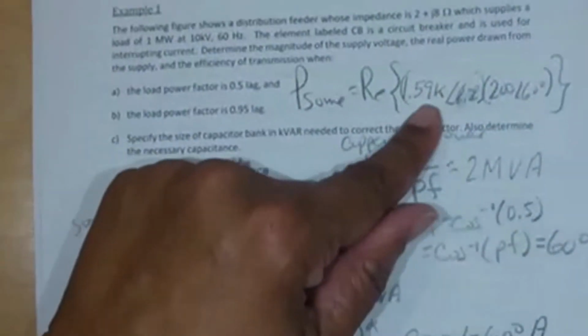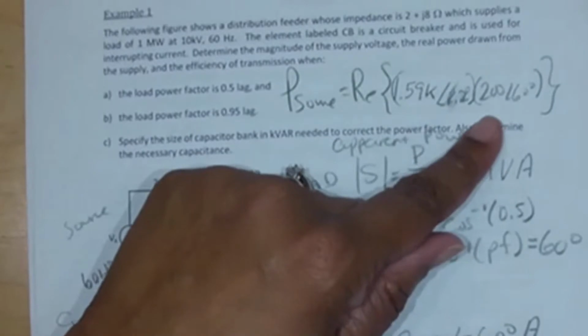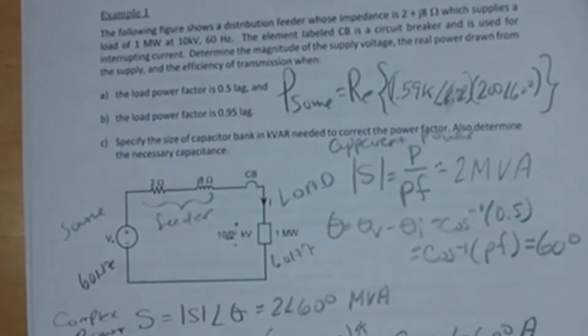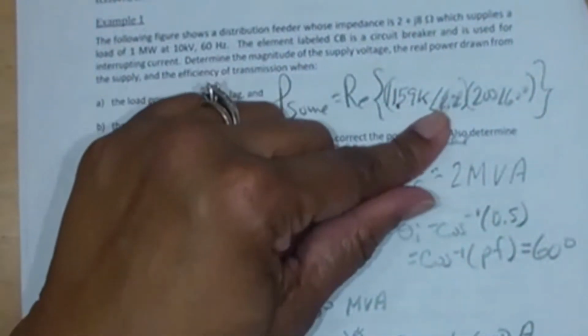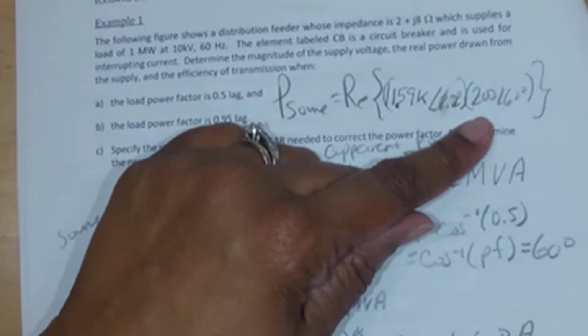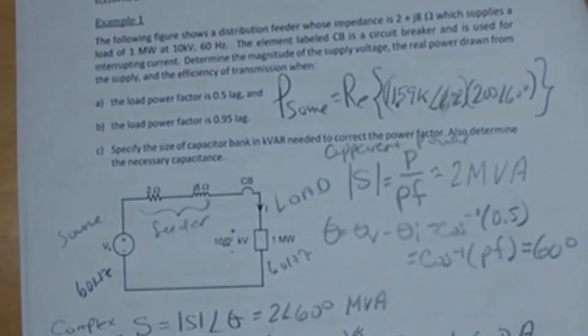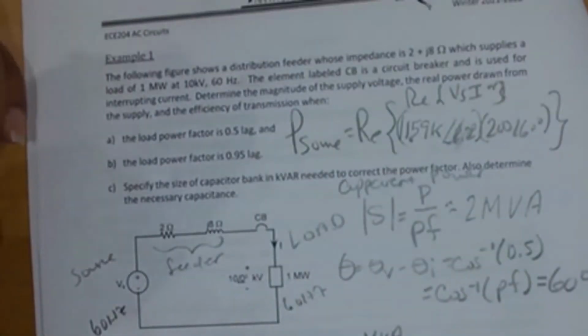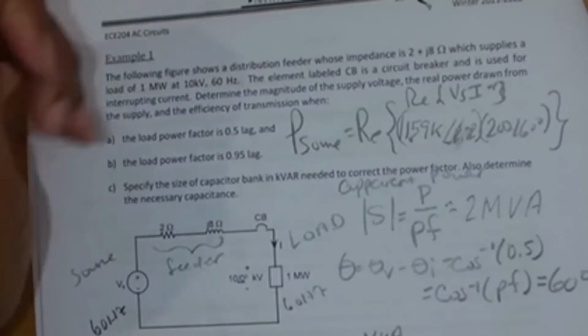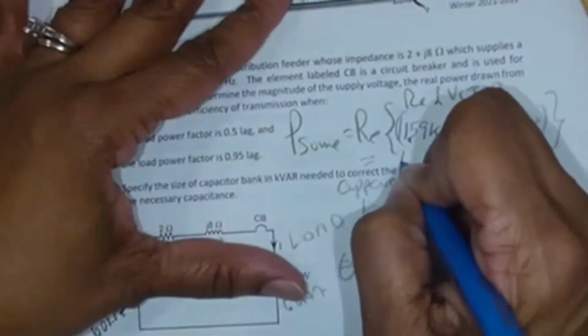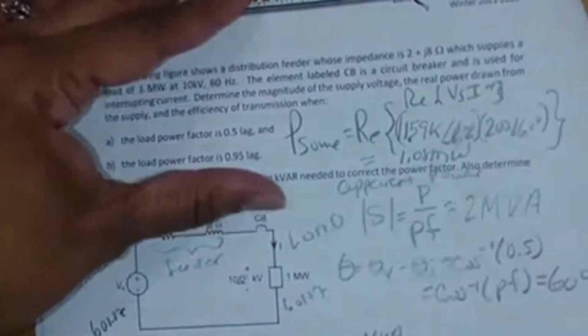Okay, so 11.59 K with an angle of 2.2 degrees times 200 with an angle of 60 degrees, and then find the real part. What is power at the source? Okay, change it to rectangular form. I think that'll be 1.08. Yeah, change it to rectangular form. So it's 1.08 megawatts. You got to change it to rectangular form and give me the real part.